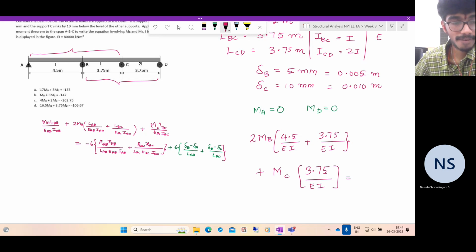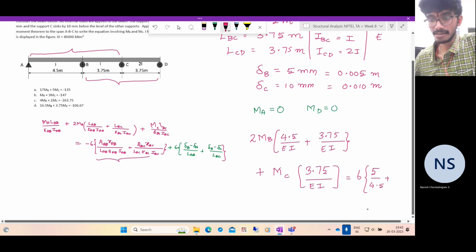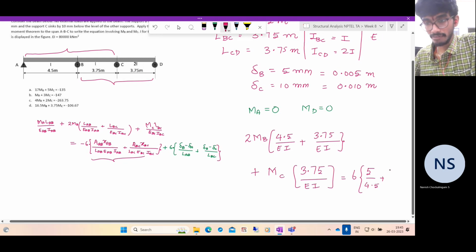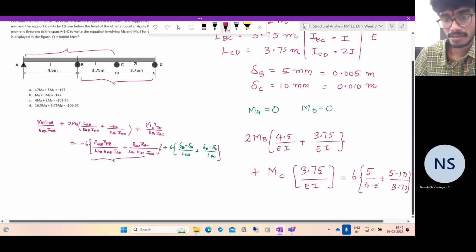there is no applied loading, so the area of the bending moment diagram is 0. Here also it is 0. So these do not contribute, but we have a support settlement. That is equal to 6 into delta B minus delta A, which is 5 by LAB 4.5, plus delta B minus delta C, which is 5 minus 10 by LBC 3.75. It is very simple: 4.5 plus 3.75 is 8.25, and 8.25 into 2 is 16.5.